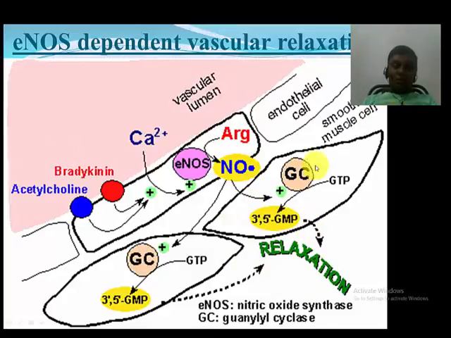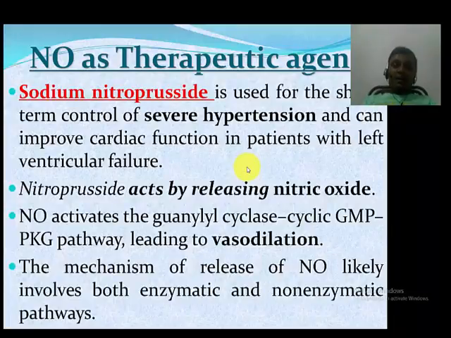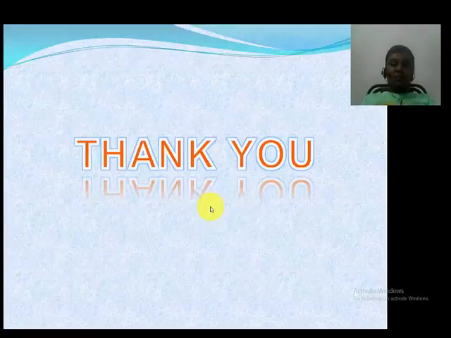So this is how eNOS will produce NO in the endothelium of the vessels, and thereby it leads to activation of guanylyl cyclase and ultimately leads to the relaxation of the vessel. By this mechanism, sodium nitroprusside, which contains NO, causes vasodilatation, and thereby it causes the antihypertensive action. So thank you so much.